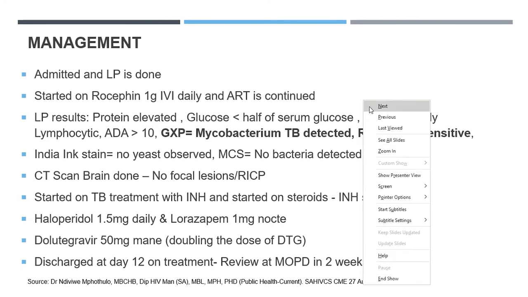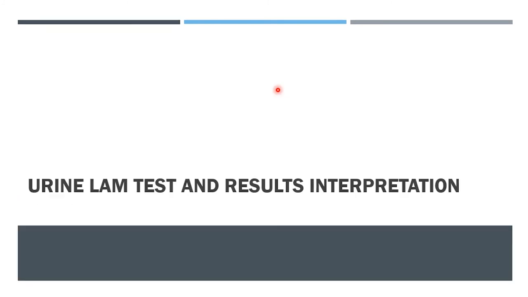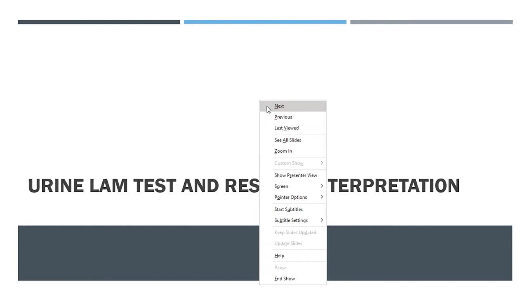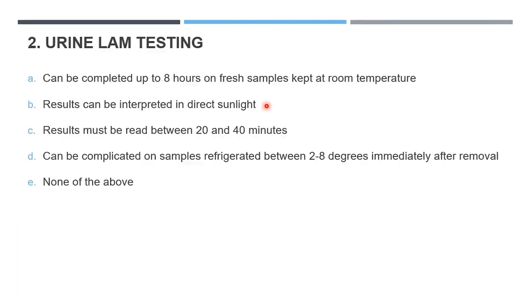When we look at the risk of IRIS in our clients with advanced HIV, one of the things they thought of when they looked at their case was that the client had disseminated TB at presentation, but our diagnostics were not completely utilized in order to diagnose it.